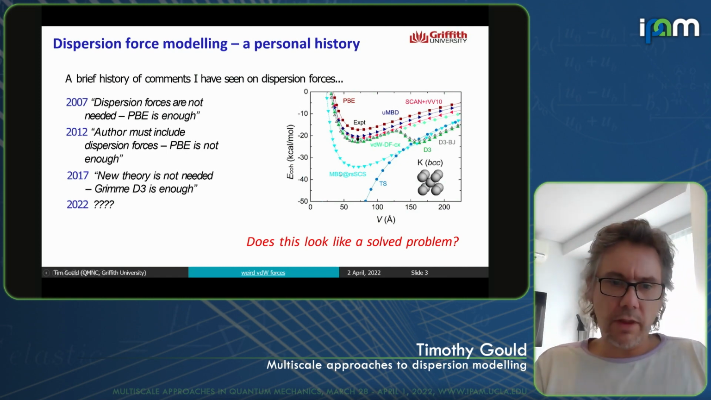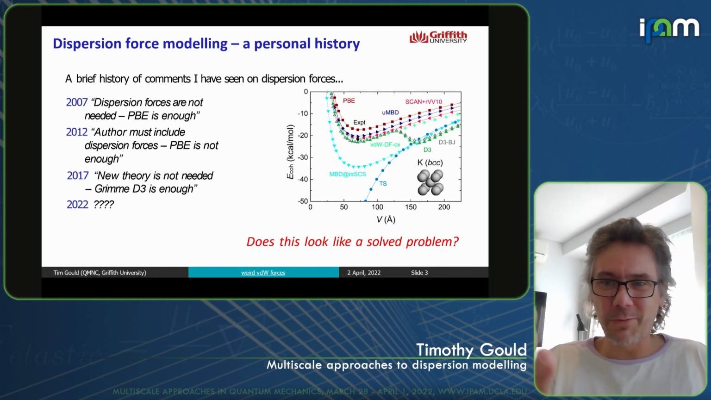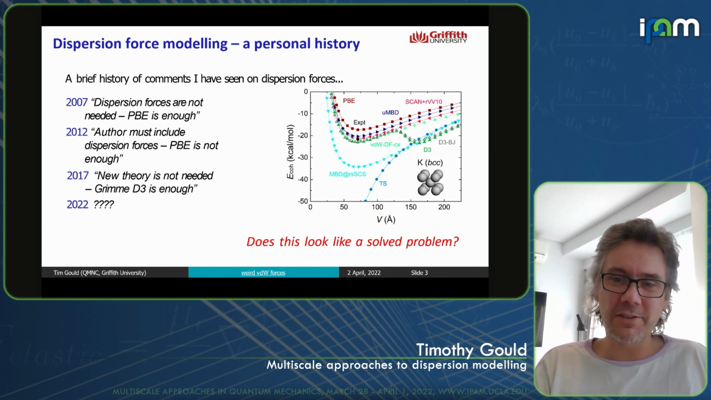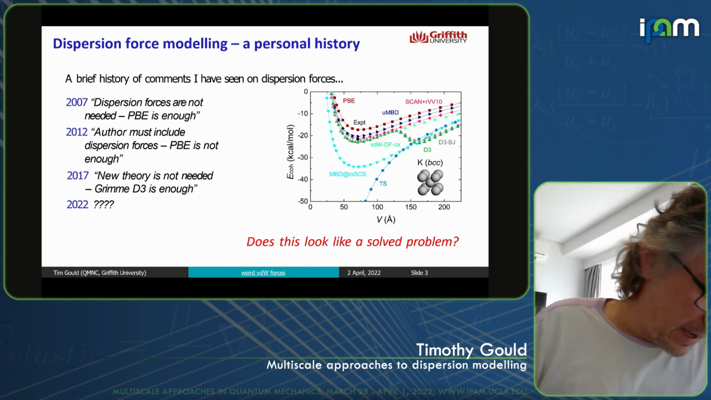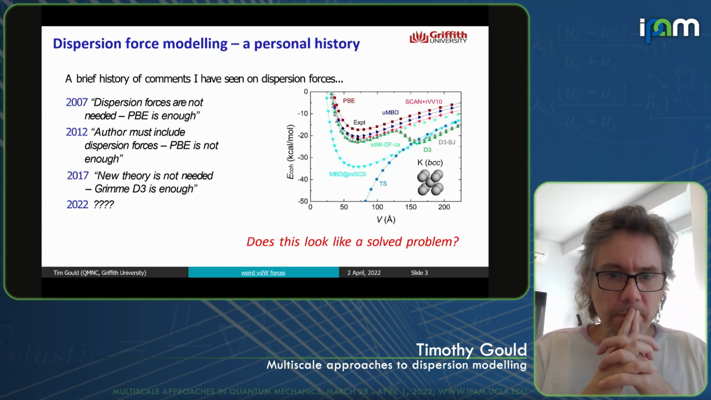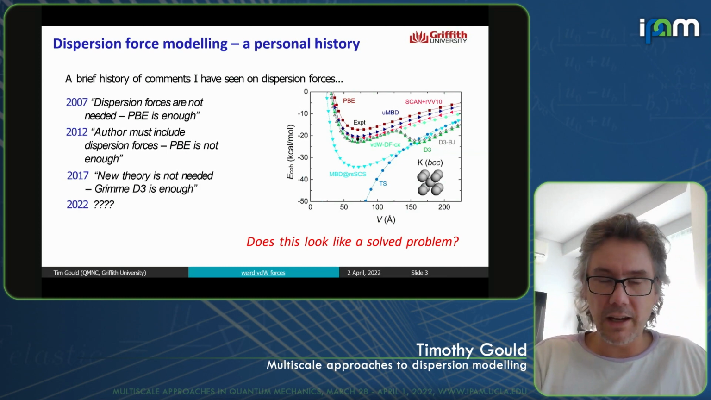one realm where even things like MBD can break down, and that's in the material space. So this on the right is a completely non-dispersion-bound system. This is solid potassium, but we can see some really drastic failures of D3 here, for example. If you use your dispersion correction, you get an incorrect double minimum. Now, we know why this happens, but this is just to illustrate that solved problems aren't always all that solved. So I think even in 2022, there's still room for improvement and room for deeper understanding.